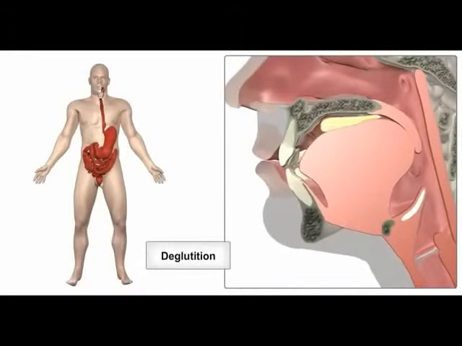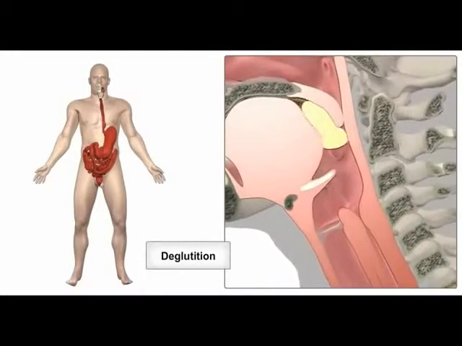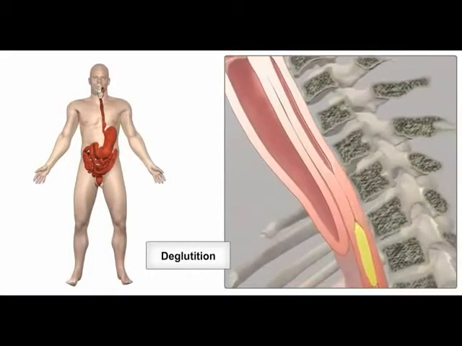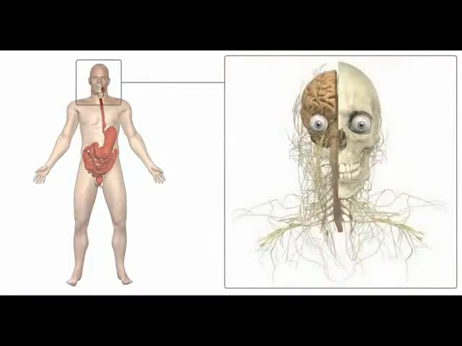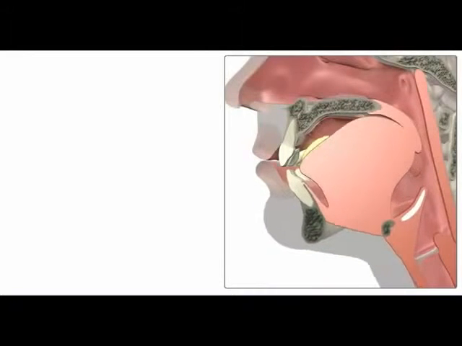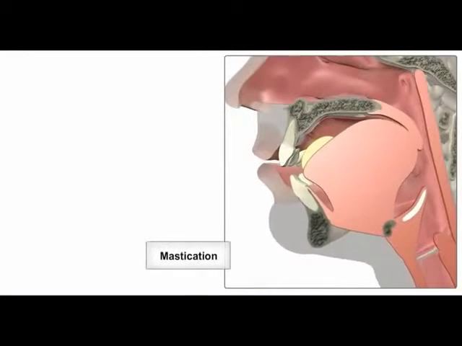Swallowing, or deglutition, is the process by which food passes from the mouth to the stomach. This movement is controlled by the nervous system and involves both voluntary and involuntary muscle contractions. Before food is swallowed, it is mechanically broken down in the mouth by chewing or mastication.